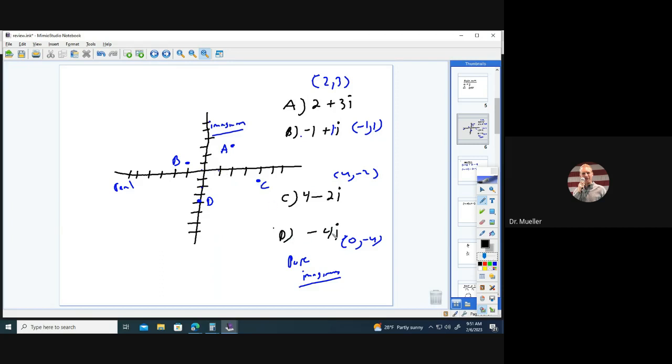And then if it's negative 4i, that would be like 0 comma negative 4. So we start at the origin and we just go down 4. That's considered a pure imaginary number.